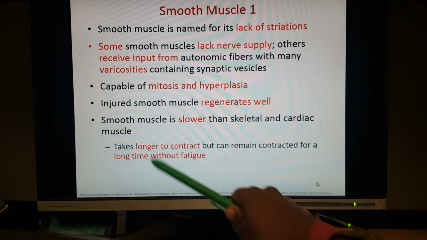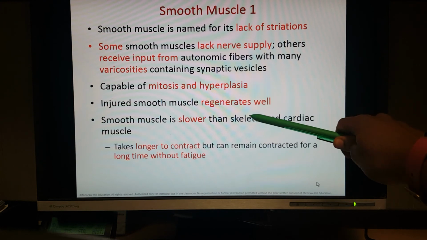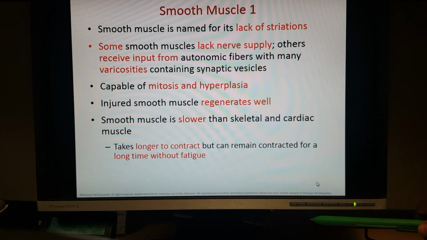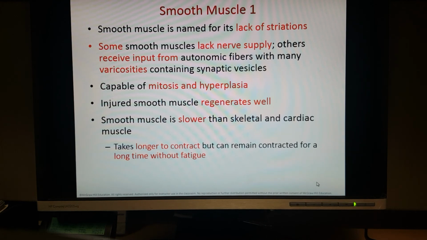Smooth muscle is able to go through mitosis, so it's able to repair itself, and go through hyperplasia, so it regenerates very well. Because of this, smooth muscle moves slower than skeletal and cardiac muscle, so it takes longer for it to contract, but it's able to do so without fatigue. Think of how long it takes your stomach to digest stuff.